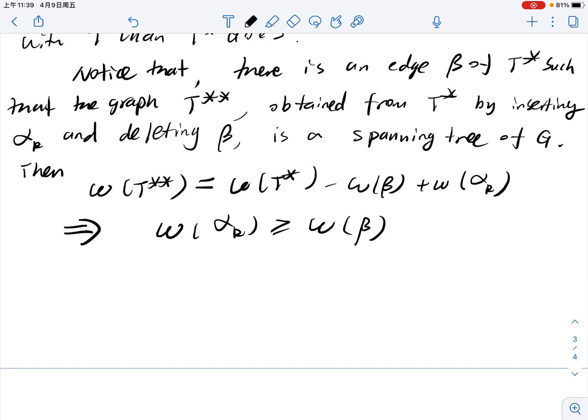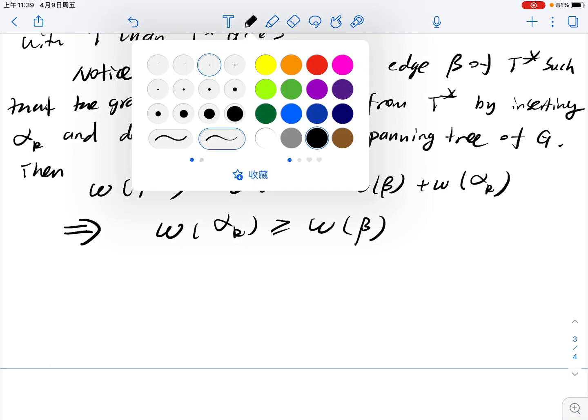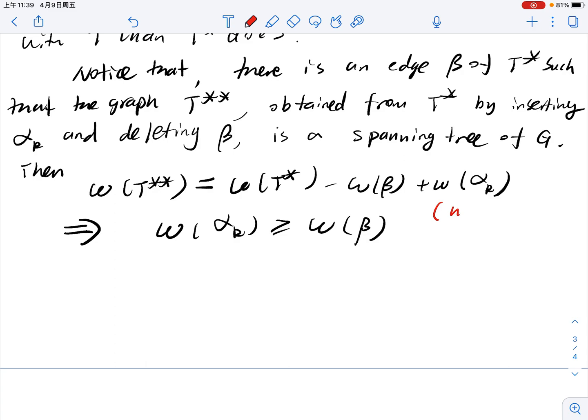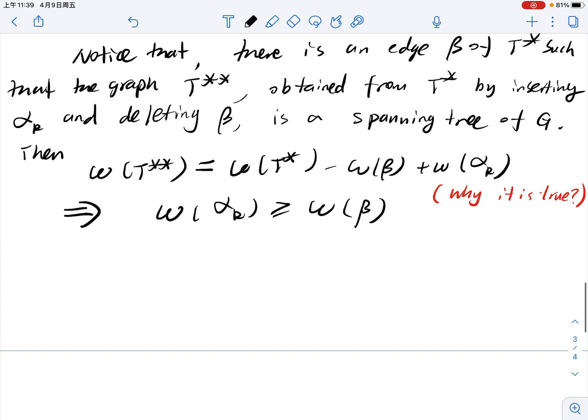And we have omega alpha k is greater than or equal to omega beta. So our question is why this is true. Think about this. The short answer is T star is minimal, while T double star, you don't know if it's minimal or not. So you have this.